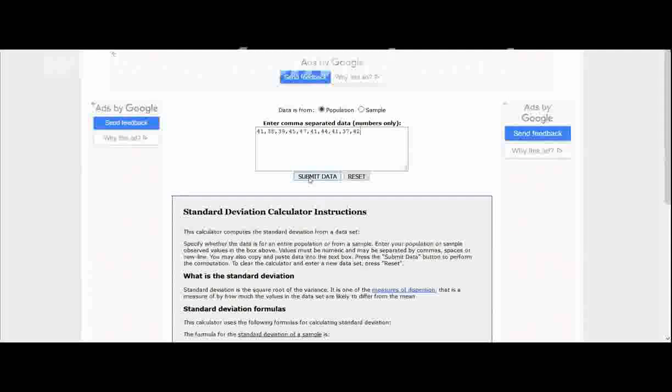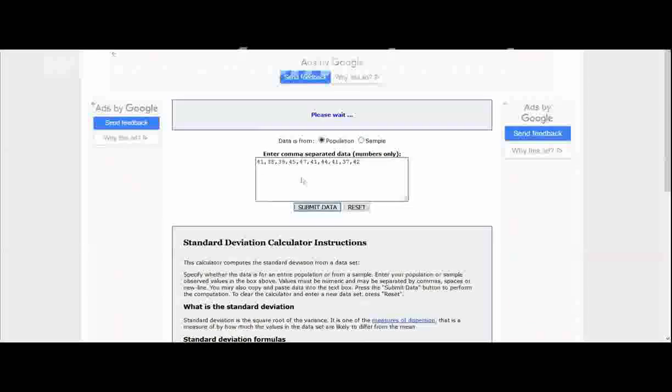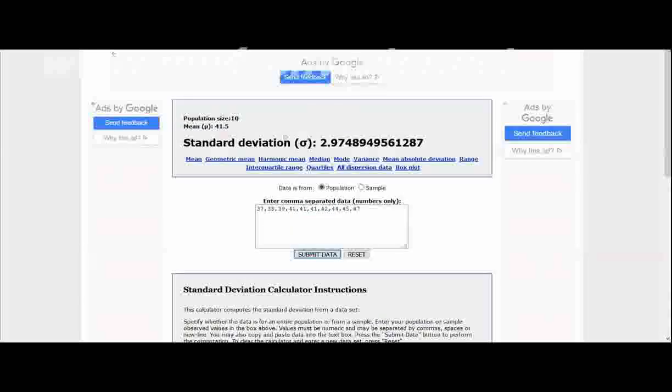Okay. Let us submit the data. Note that since we are working with population, we selected population. If you use sample, you see a difference between these two values. So let us submit the data. Very well. As you can see, the population size is 10, mean is 41.5, and standard deviation, or sigma, is 2.97. If you round it up, you get 3, which is 3,000.